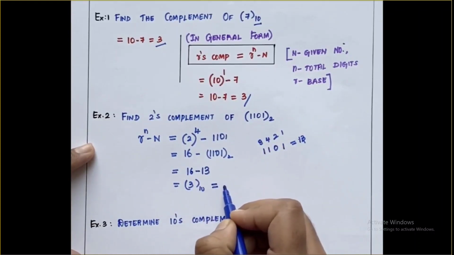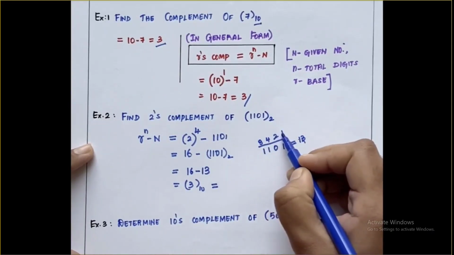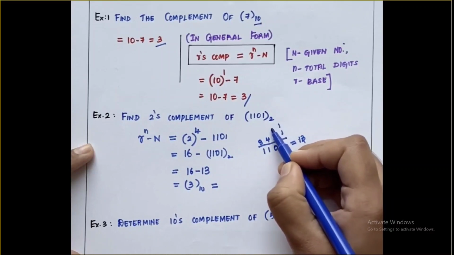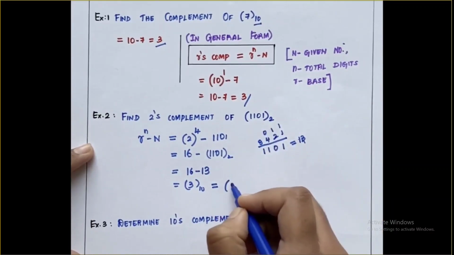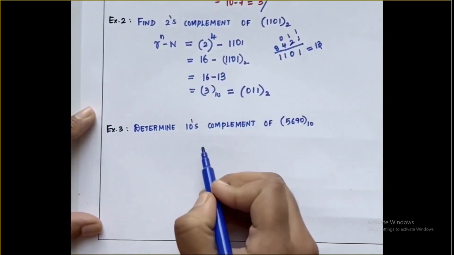3 to the base 10 can be represented in binary using the same 8421 technique, since we have only 3. So 2 plus 1 will be 3, so 0011 will be the binary value. So this is how we have to calculate.